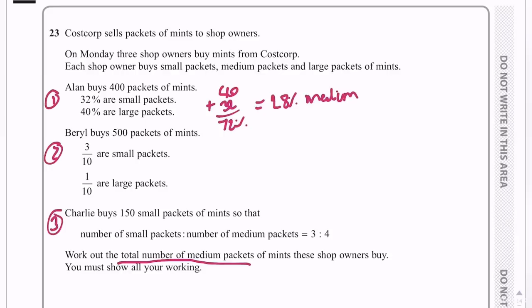Okay, now a quick way of doing that, we can just times it by 0.28. So very quickly we can actually work that out because we've got a calculator. But obviously you could work out 10%, 1% and build it up. Let's just do it in a nice quick way. 400 times 0.28 gives us 112. So there's our first person. Alan buys 112 medium ones.